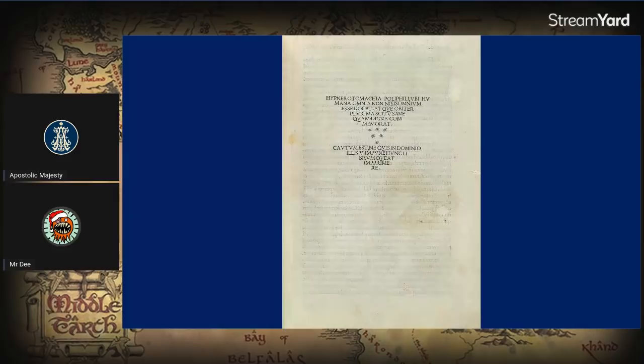So I certainly see it as a precedent for, if not specifically for Tolkien, then certainly for the type of work that he produced.